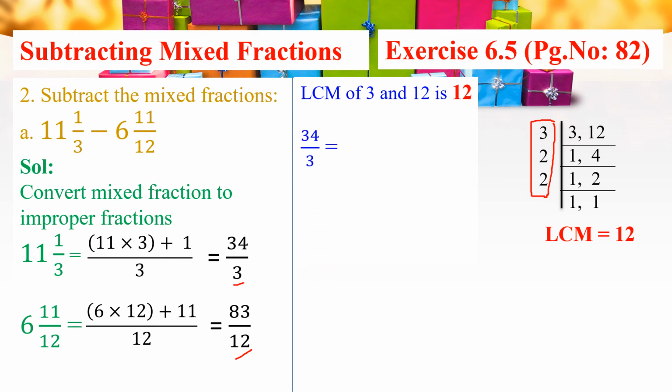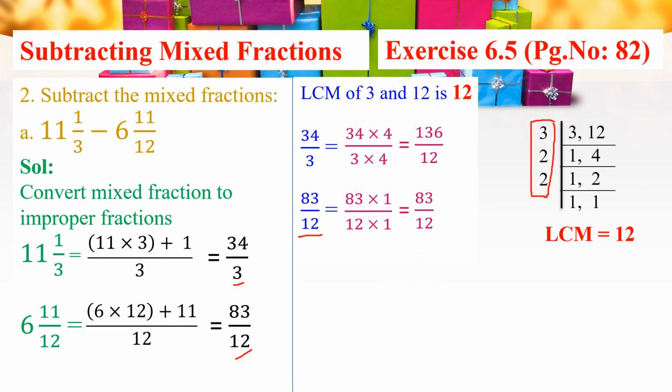Now, we need to convert the fractions with the denominator 12. So, 3 fours are 12. We need to multiply the numerator and the denominator by 4. So, 34 into 4 divided by 3 into 4, which is equal to 136 divided by 12. Again, the second fraction, 83 by 12. Since we have the denominator 12, it is enough to multiply by 1, which gives 83 by 12.